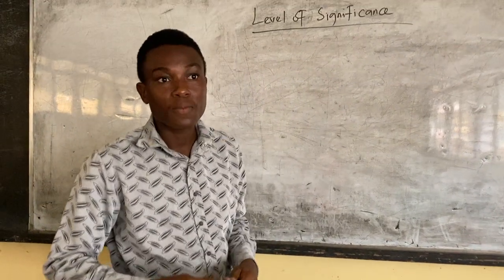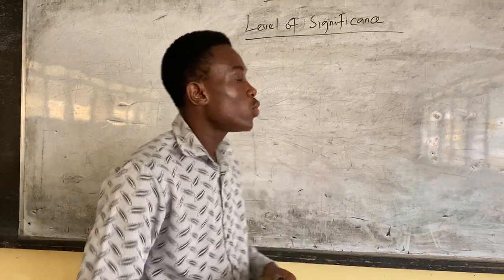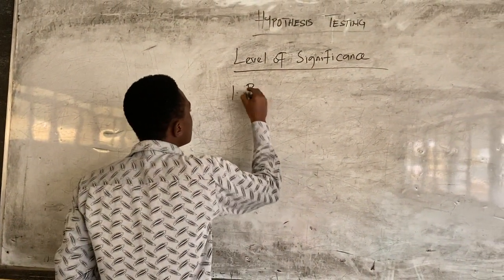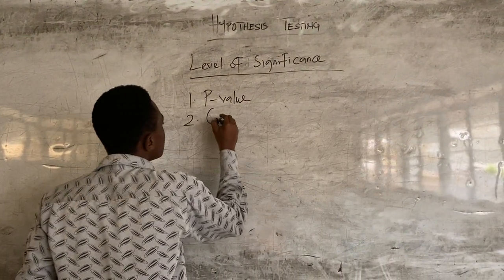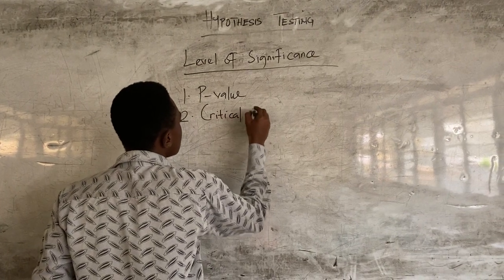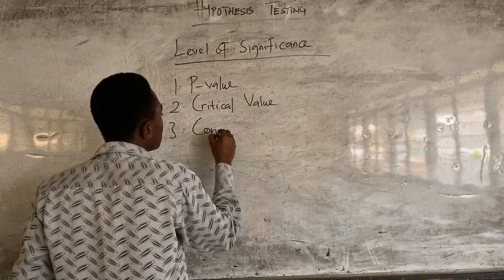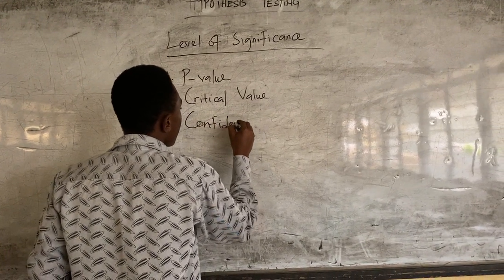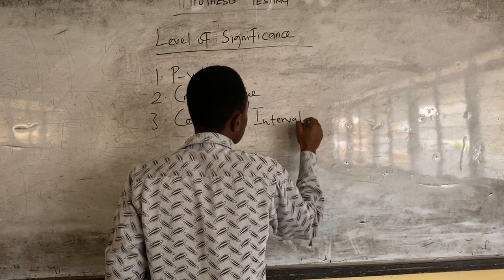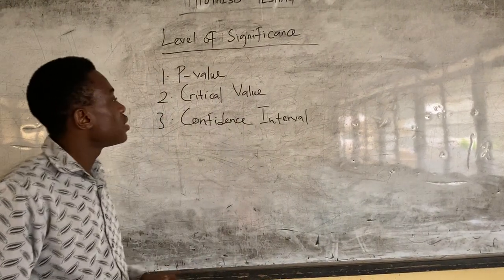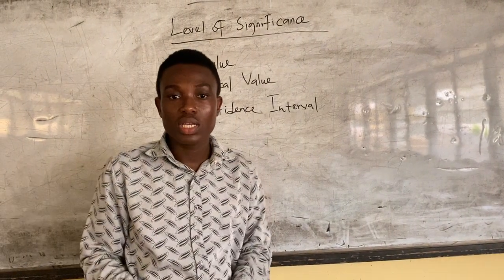In hypothesis testing, there are three methods that are used to test hypothesis. We have the p-value method, we have the critical value method, and then we have the confidence interval method. So these are the three main methods that are used to test hypotheses.